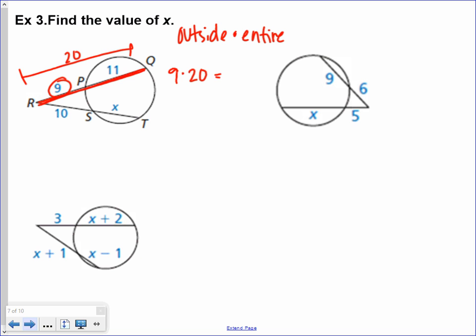Equals, on the bottom secant, Sam, what's just the outside piece of the bottom secant? 10. And then times the entire thing. So I'll open this up to everybody. How could I write this entire green segment as one expression? 10 plus x, x plus 10. It doesn't really matter which way you write it there. But you don't just want to take it times x, because then you're not going to get the right answer.